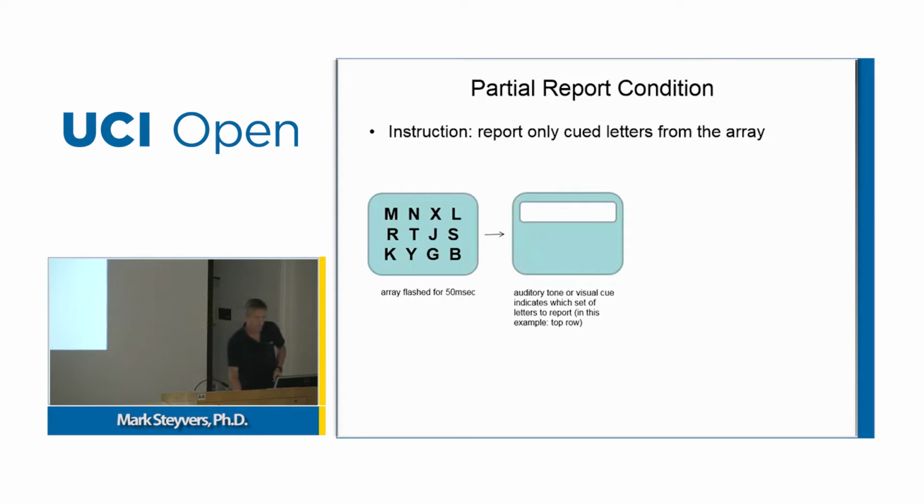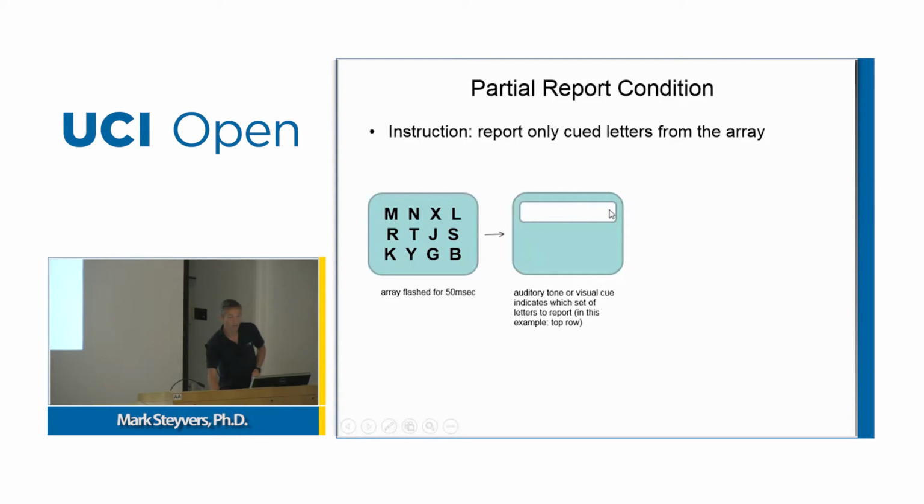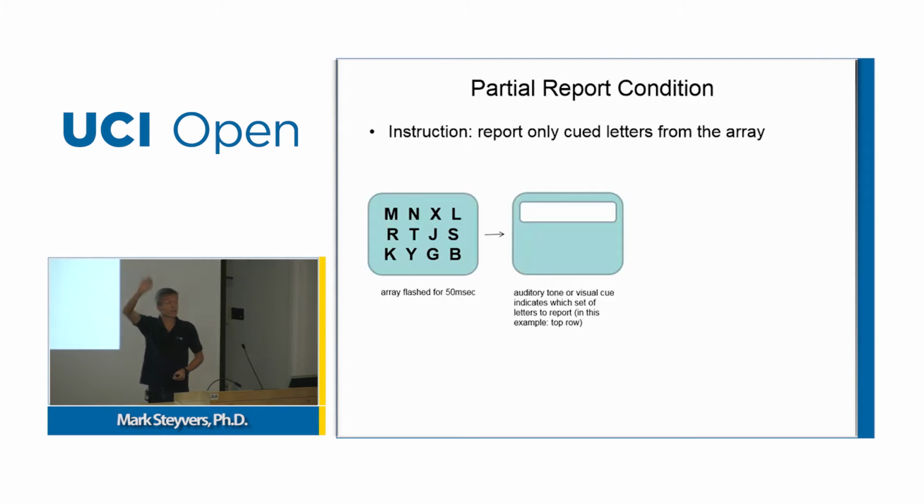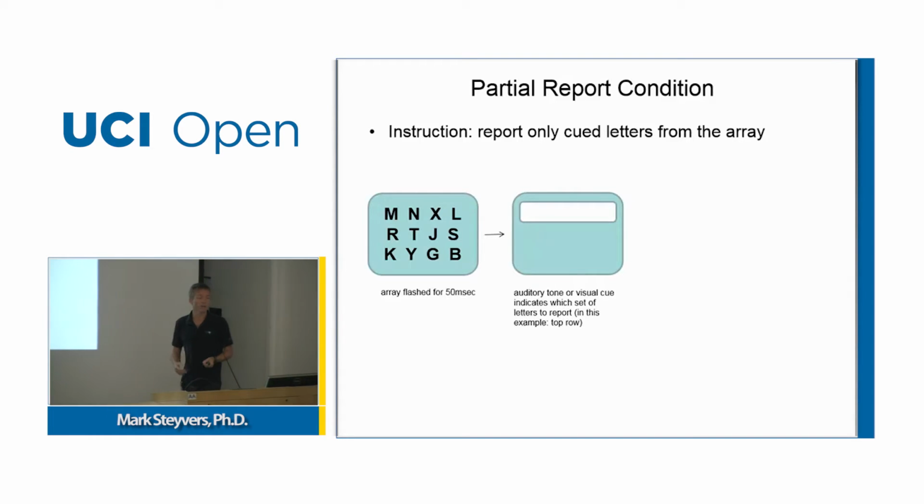So there could be a cue in terms of an arrow, like read out the letters from the top row or the middle row or the bottom row. Or it could be an auditory cue, a high tone for read out the top row, or a low tone, read out the bottom row.